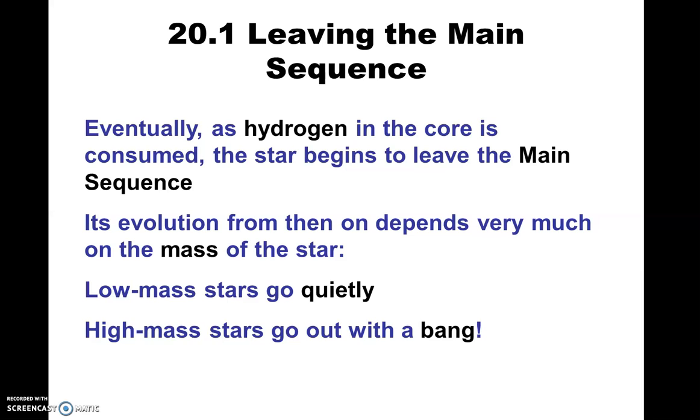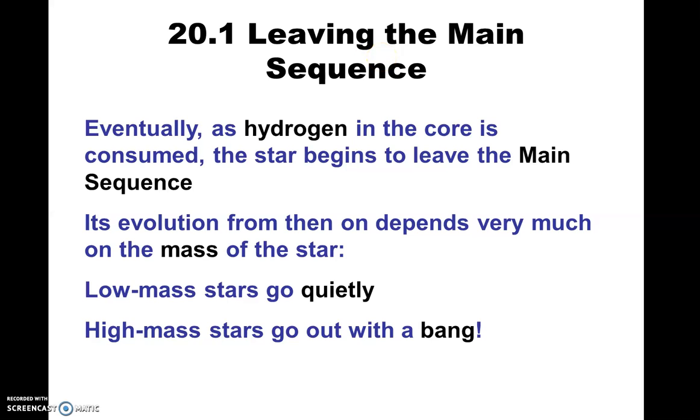So when the core hydrogen runs out, there's just not enough. There's no more hydrogen to turn into helium. So basically, the core is essentially all helium. Then the star leaves the main sequence, and in fact begins to cool down and expand, as we're going to see.